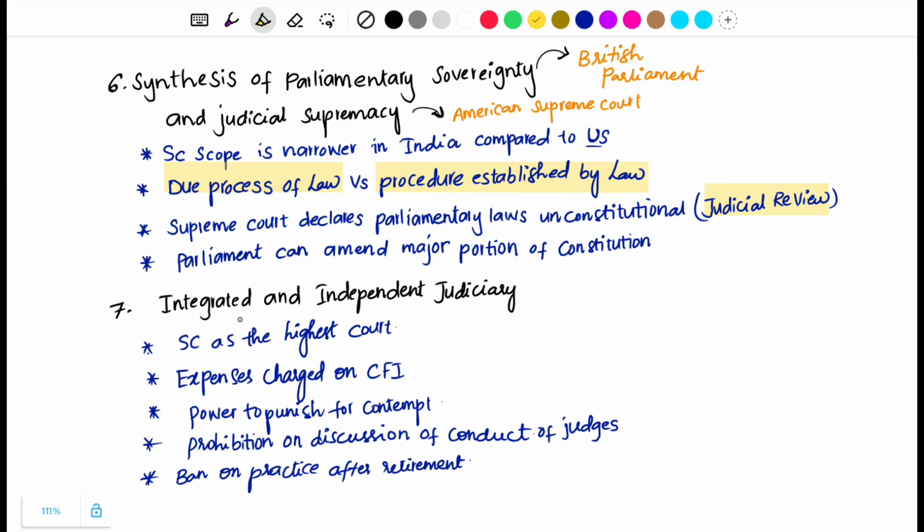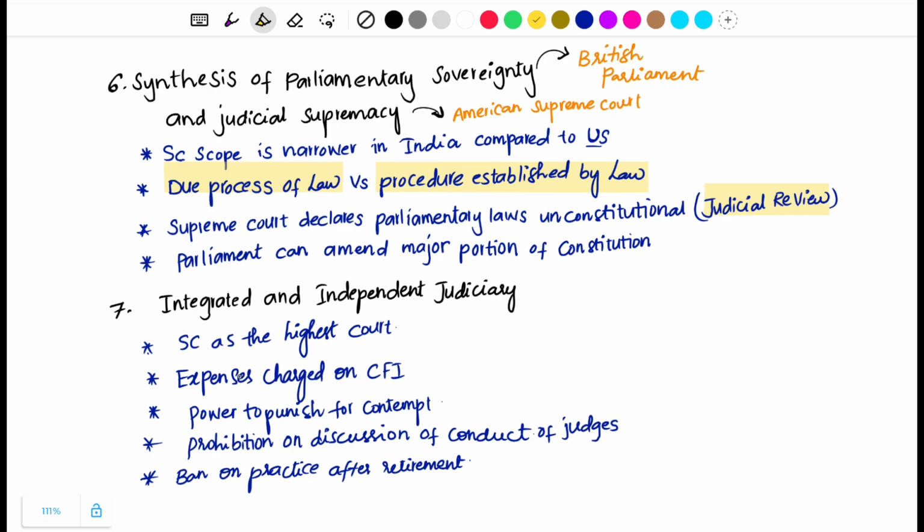The seventh feature is integrated and independent judiciary. India has an independent, well-functioning judiciary. The Supreme Court is the highest court at the center, and in the states, the High Courts, and High Courts have the district courts, and district courts have the subordinate courts in the country. There is a clear-cut hierarchy and mention of these courts in the Constitution. The independence of the judiciary can be understood from this feature.